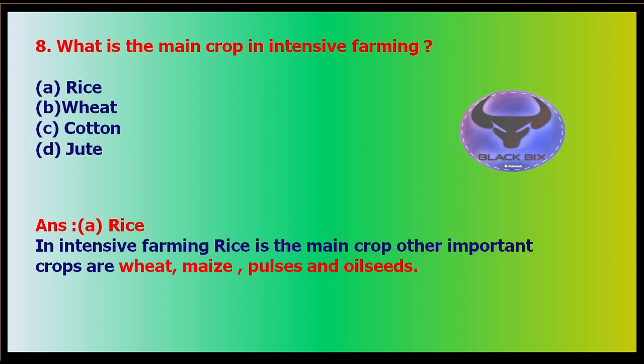Rice is the main crop in intensive farming, and other important crops which can also be grown by the farmer are wheat, maize, pulses and oil seeds. So rice is the main crop in intensive farming.